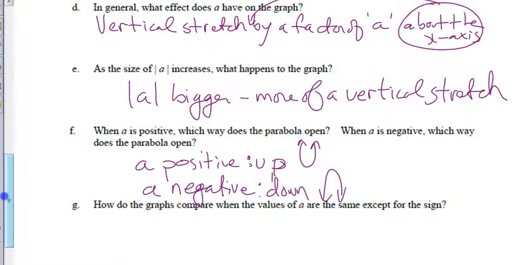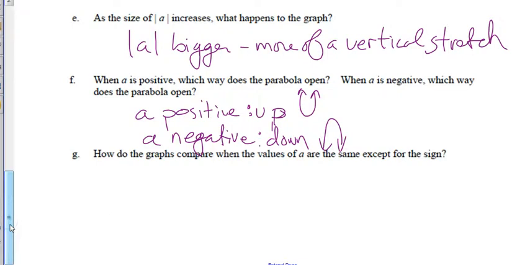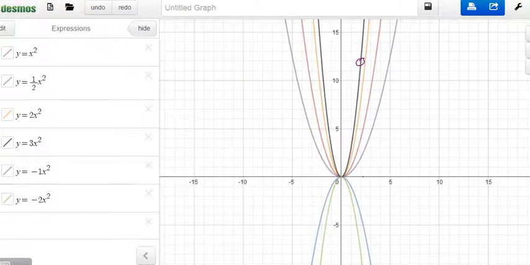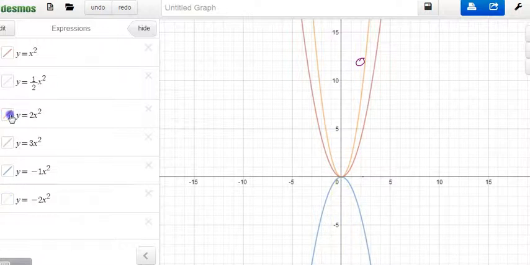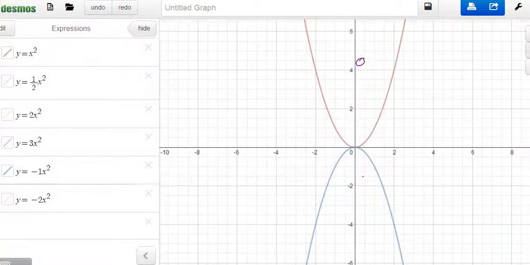How do graphs compare when the values of a are the same except for the sign? Okay, so let's take off some of these. We've got y equals x squared. Let's compare y equals x squared to y equals negative x squared. How do these compare? It's the same parabola, the same thing except the parabola opens a different way.